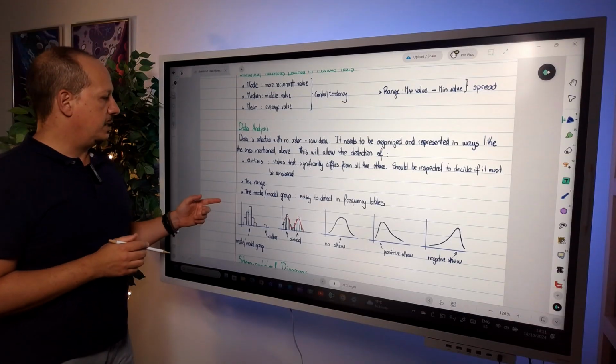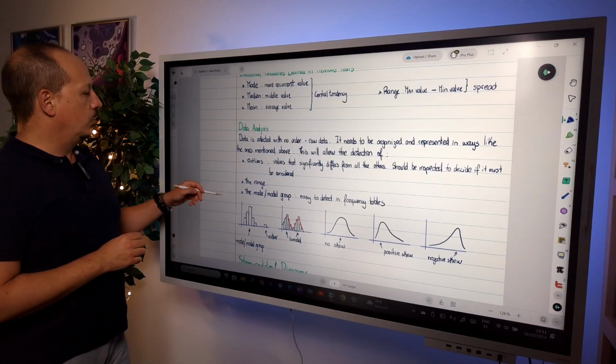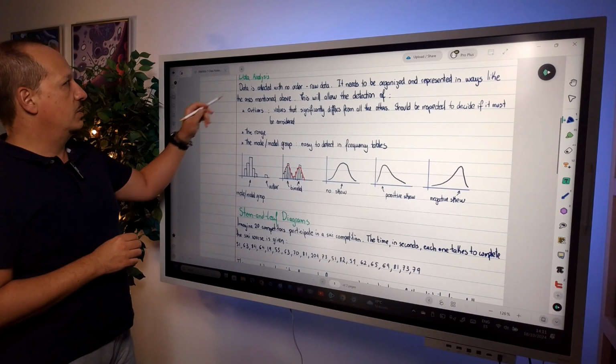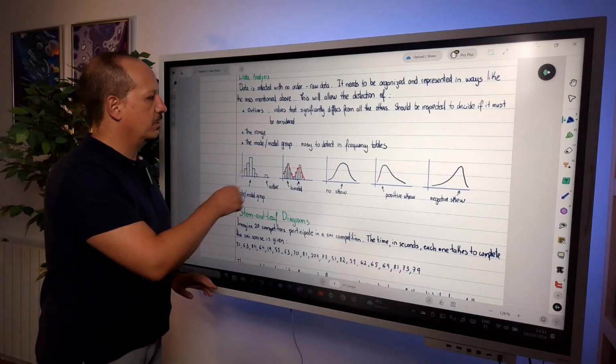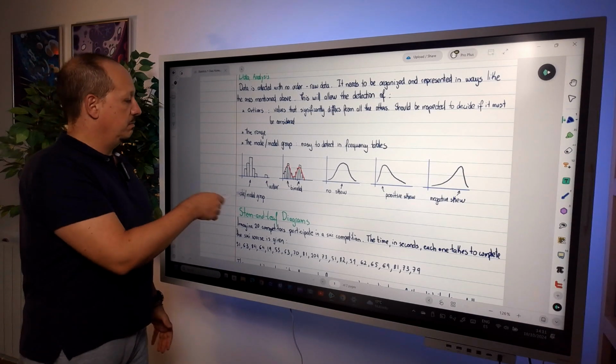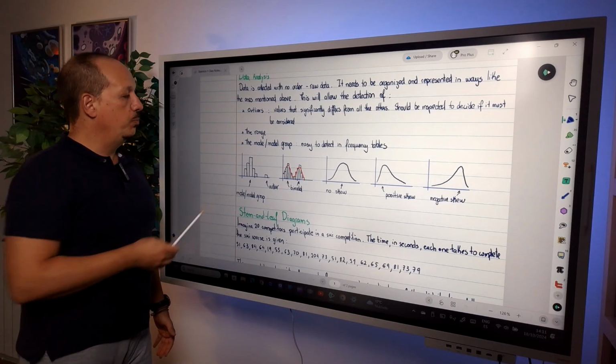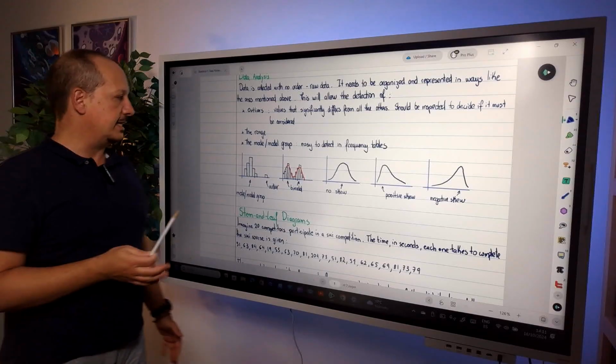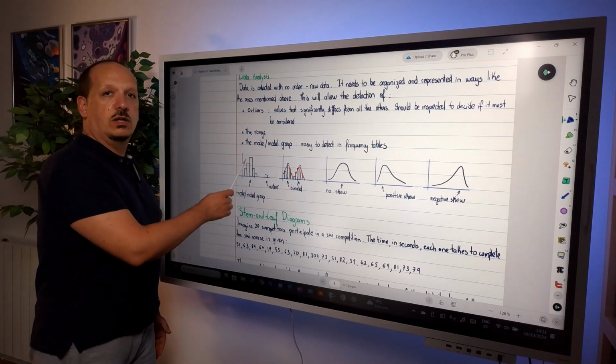The range we already talked about. The mode and the modal group is something that you can get also from data analysis, particularly if you do one of these. If you have a frequency table, the modal group is very, very easy to detect. It's just the bar that is taller, right?